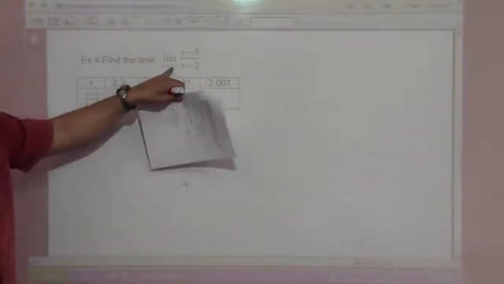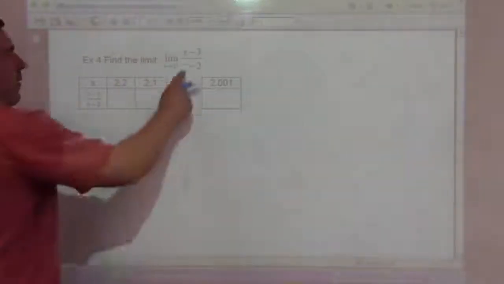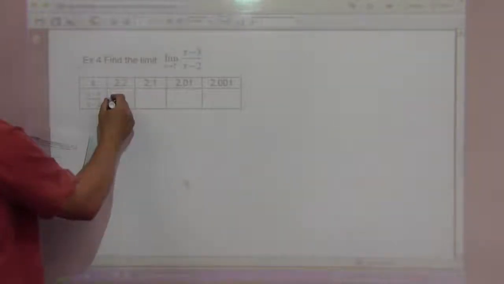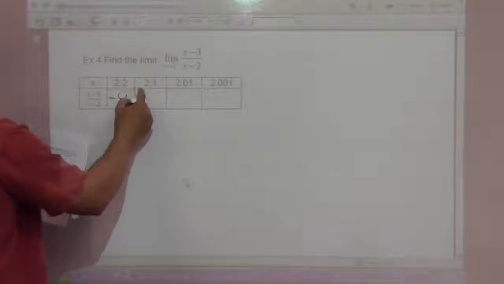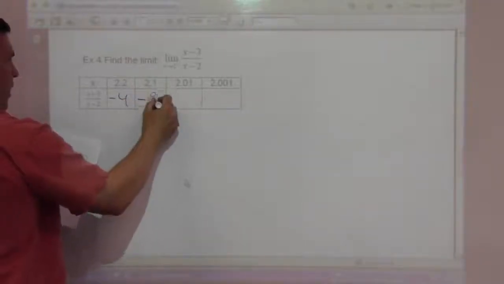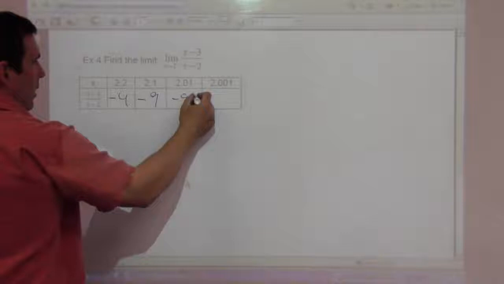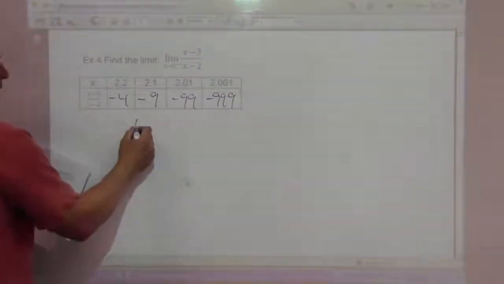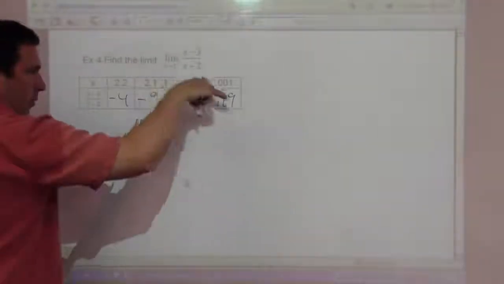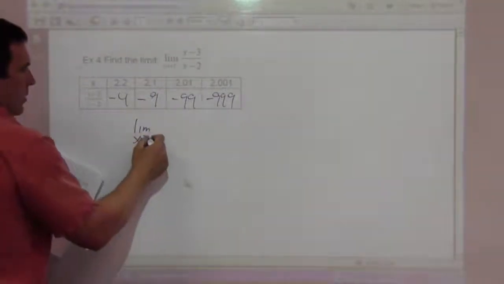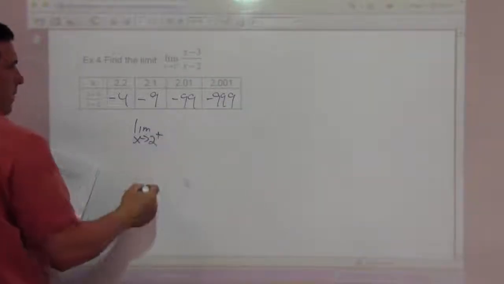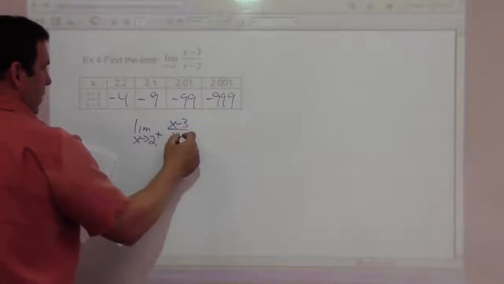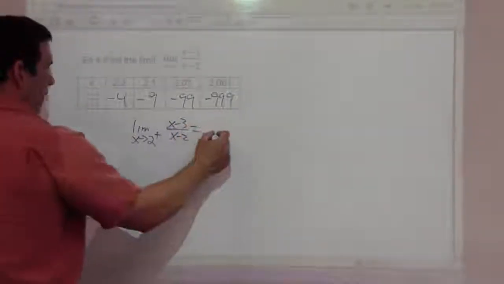Find the limit as x approaches 2 from the right side of x minus 3 over x minus 2, and I put this in the calculator. For 2.2 we have negative 4. For 2.1 we have negative 9. For 2.01 we have negative 99. 2.001 we have negative 999, which leads us to conclude this is getting more and more negative going further down. So the limit as x approaches 2 from the right side of x minus 3 over x minus 2 is going to be negative infinity.